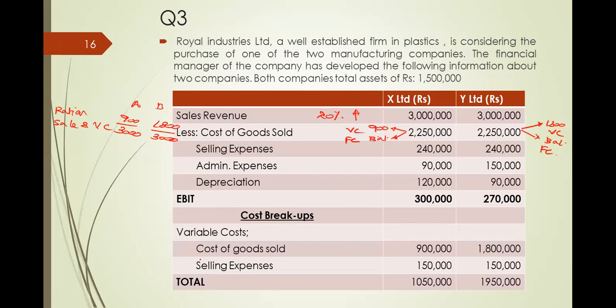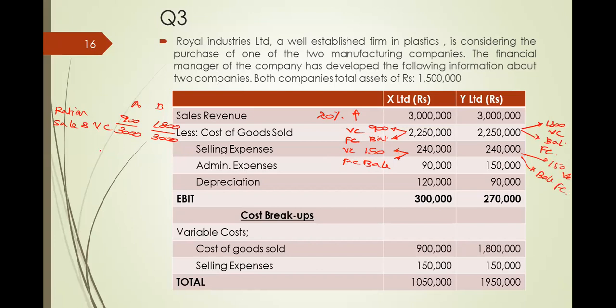Then selling and distribution expenses. For A, variable 150. For B, that means the balance becomes fixed. In here, B, 150 becomes variable, the balance becomes fixed.